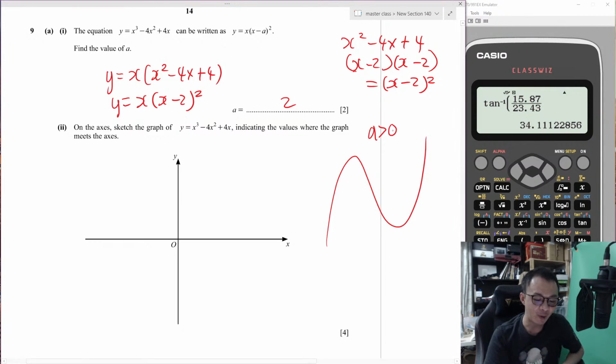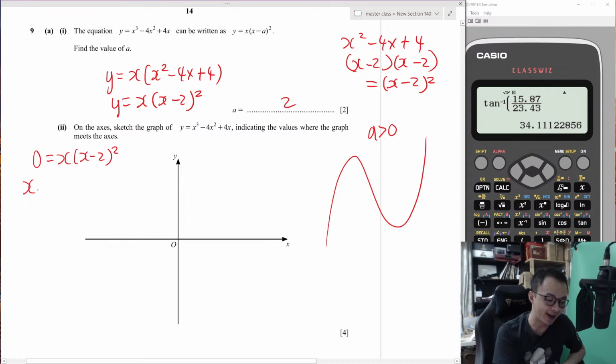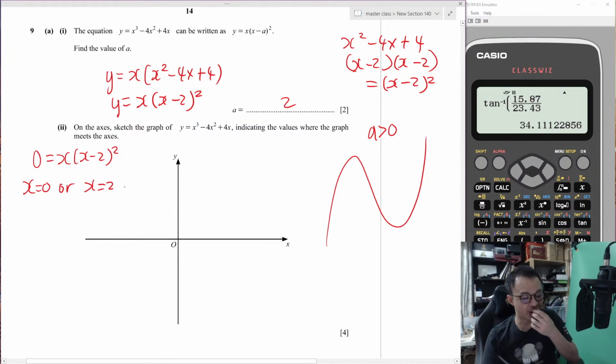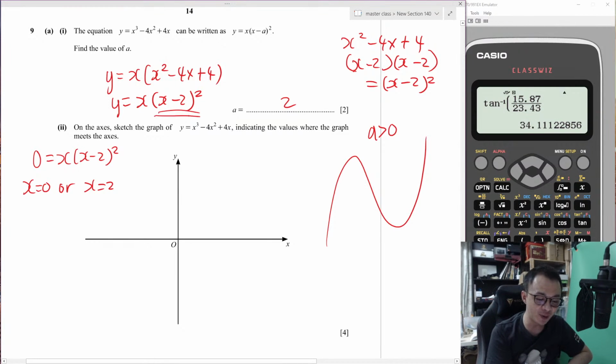So then I want to find the x-intercept. So for the x-intercept, I will make y equals to 0. So 0 equals x times (x minus 2) squared. So then x equals to 0 or x equals to 2. Then I have two intercepts, one at 0, another one at 2. And then I know if this one is inside the bracket power 2, this x equals to 2 at the same time is a turning point, because x minus 2 has the bracket square.